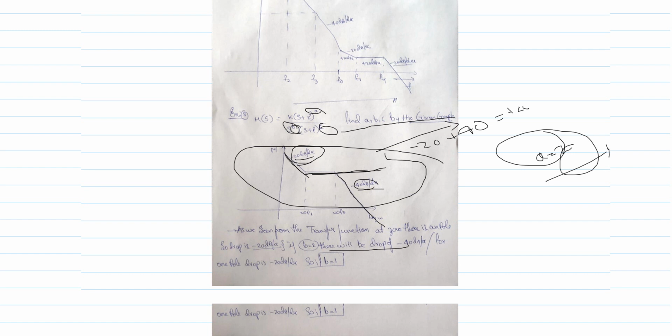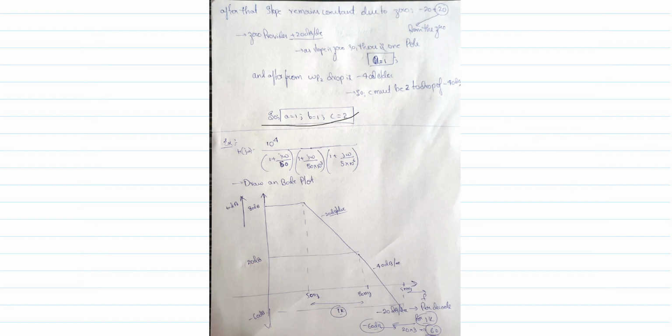So at omega p2 there are two poles existing, so we are getting minus 40 dB per decade. So a is equal to 1, b is equal to 1, c is equal to 2. So we are getting minus 20 dB per decade, a constant slope, and a minus 40 dB per decade slope. Correct? Correct.